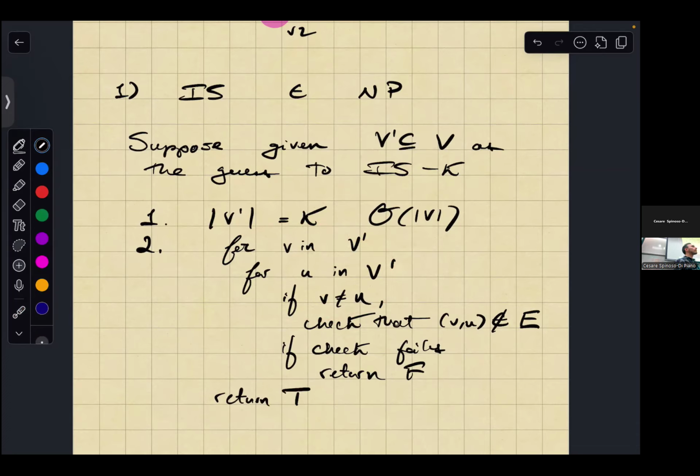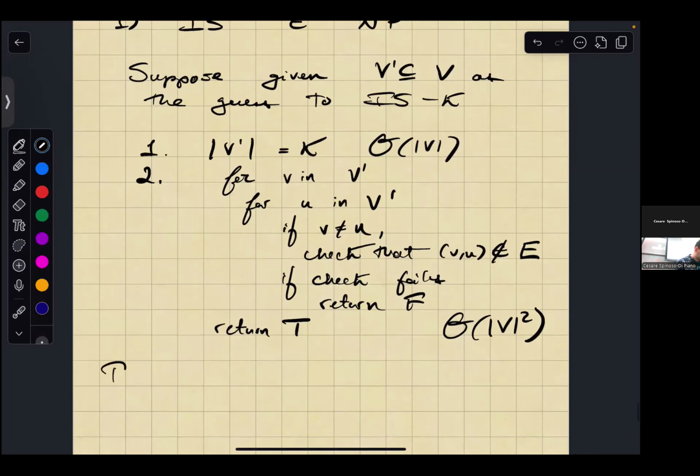So then, an analysis of this double for loop is, this is at most size of V, this is at most size of V, so it's quadratic in V. So this is O of V squared, which is polynomial, right? So yes, this is a polynomial time checker, which implies that independent set is in NP.